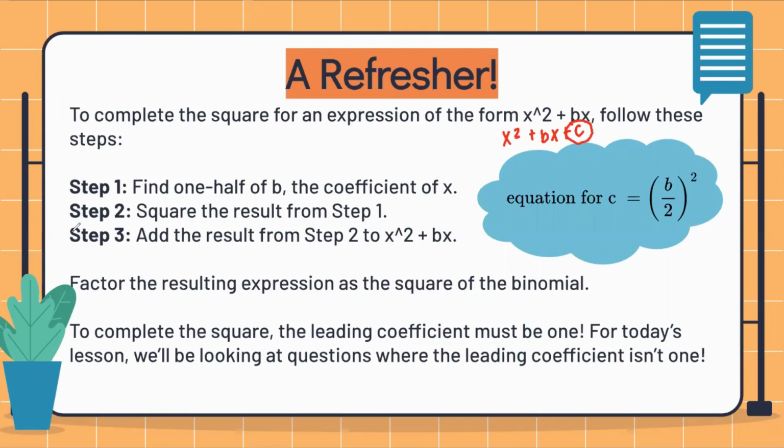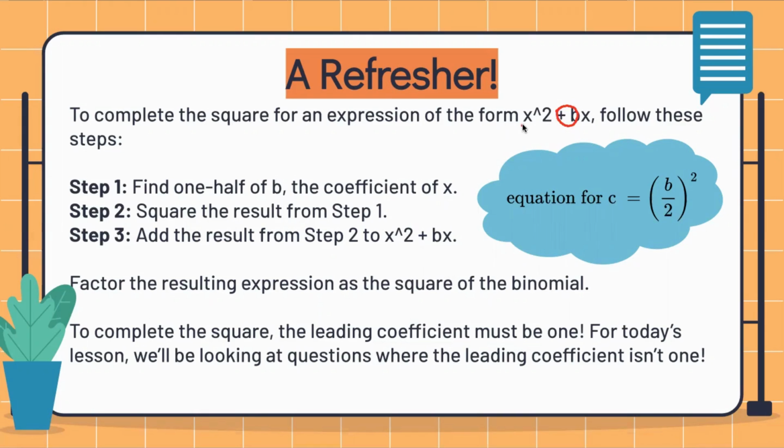So we're going to follow these 3 steps below to complete the square. First, you want to find 1/2 of b, and that would just be the coefficient of x that's right here. Then you're going to square the result from step 1 and add that result from step 2 to x squared plus bx. So basically your equation for c is just b over 2 squared. And once you've added it to your x squared plus bx expression, you can go ahead and factor the resulting expression as the square of the binomial. However, to complete the square, the leading coefficient must be 1.